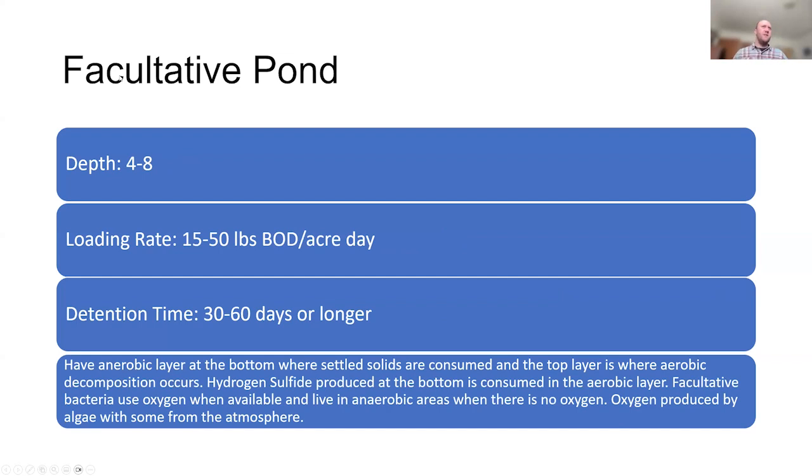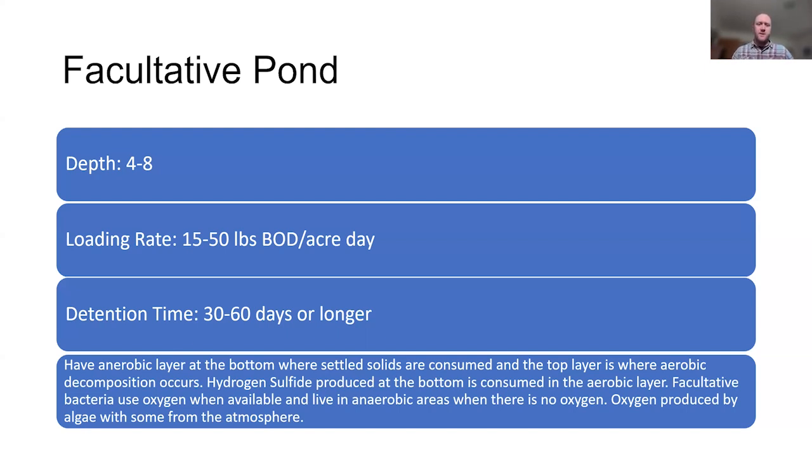Okay, and then the facultative lagoon is kind of a mixture of the two. It has a medium depth, 4 to 8 feet, though this could depend on how big your community is and how big the lagoon is. It has a medium loading rate, 15 to 20 pounds of BOD per acre per day. The detention time could be relatively short, but it could be way longer too, up to 3 or 4 months. This could change a lot depending on your community.